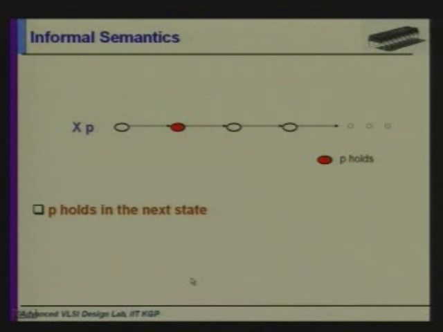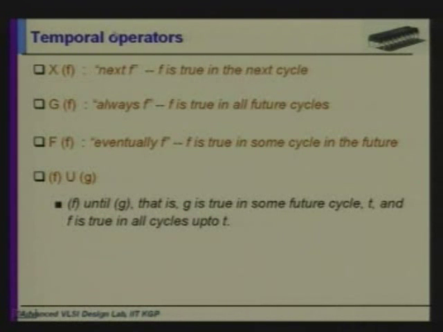Okay, these are the basic set of temporal operators we have. One is next step, that is, X f is true in the next cycle. The second one is G f. G stands for global, like for all time t, f will hold on every state. F, or eventually f, expresses eventuality, that is, f will be true in some time cycle in future.